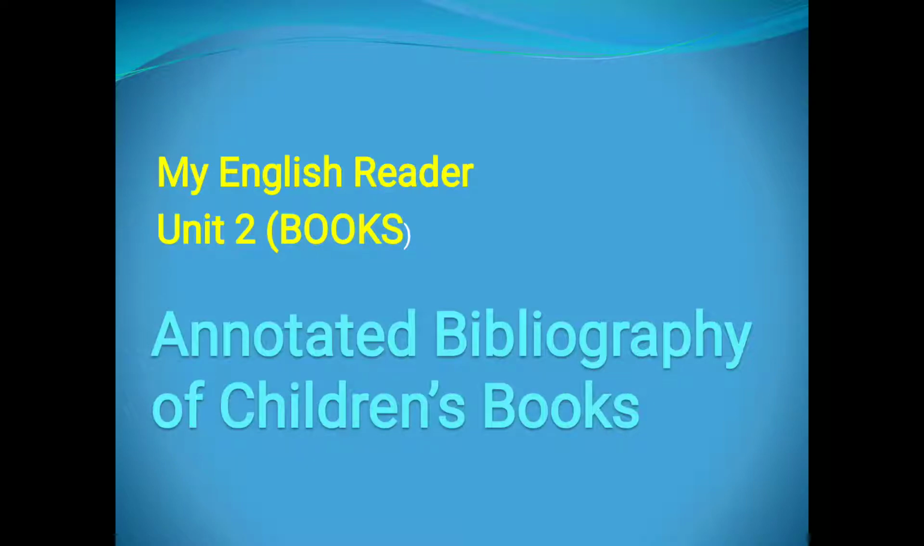Today we are going to start our next lesson, lesson number 7 of Unit 2 books, Annotated Bibliography of Children's Books. This lesson is a list of children's books on page number 44 and 45 of your English reader. Here you have been given a list of some children's books with their explanation.